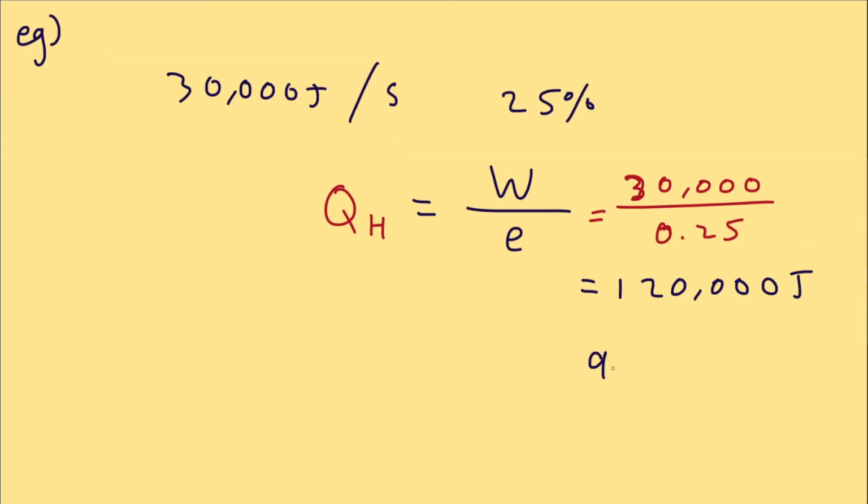Where does the rest go? It's dumped into the air and it's wasted, which is 90,000 joules. That's like paying $4 and you get $1 of value. The rest is smoke, heat, and sound.